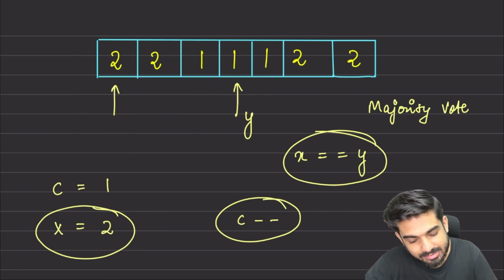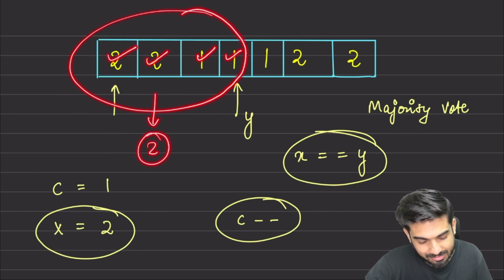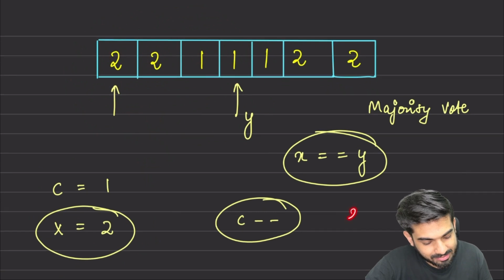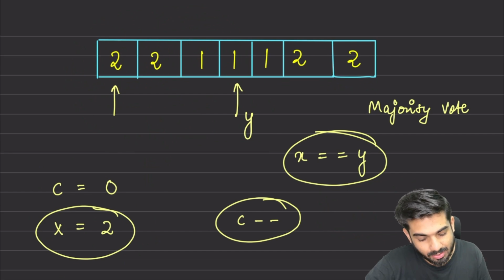If you look at this part of the array, there are equal elements with an equal number of votes. Like this 1 and this 2, they both have exactly 2 votes. So you will see that x is not equal to y in this particular case. So what will happen? This value will decrease and this value will become 0. Now, as soon as this value becomes 0, a change will happen.